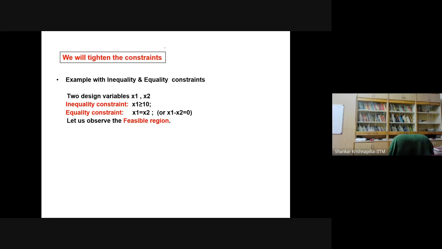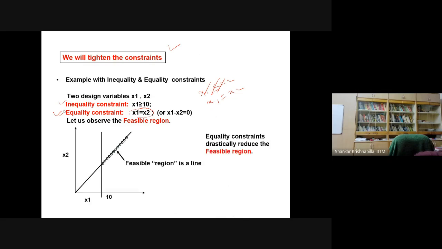Next we'll tighten the constraints and make it more narrow. The feasible region will reduce. How this is done is that one of the constraints we will make an equality constraint. Previously we said x1 is less than or equal to x2. Now we will change it and say x1 should be equal to x2. So one equality constraint is introduced here. The other constraint is the same. If you do this, you can see that the feasible region is a line. This is the line x1 equal to x2.